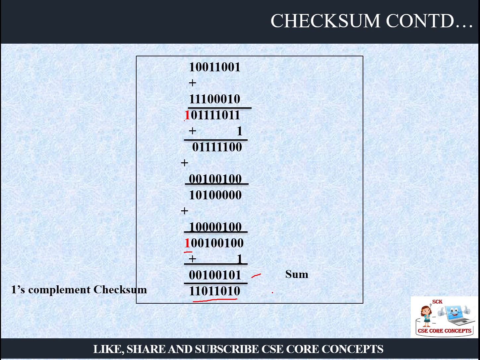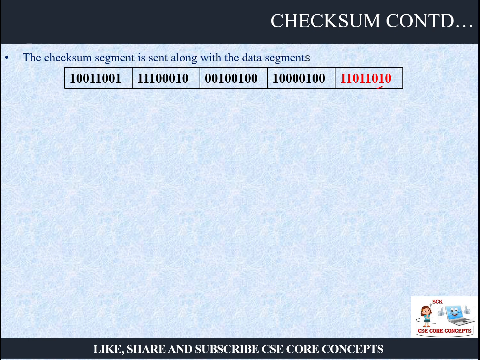Now this checksum is appended at the end of the data during transmission. So these 4 segments were my original data, and this is the checksum which has been generated on the sender side, which is appended at the end of the data, and this complete series is sent to the receiver.